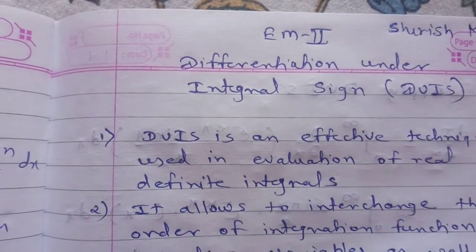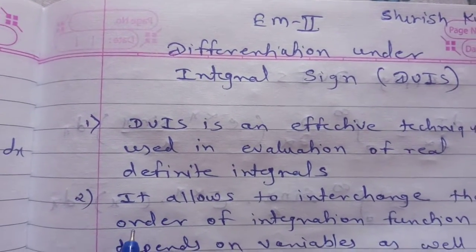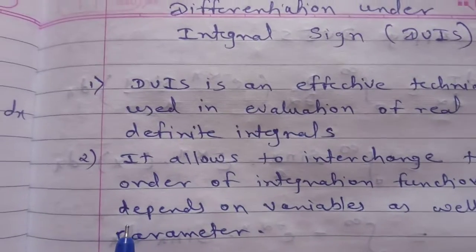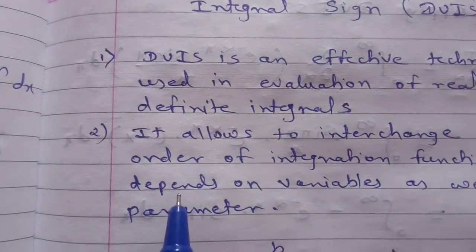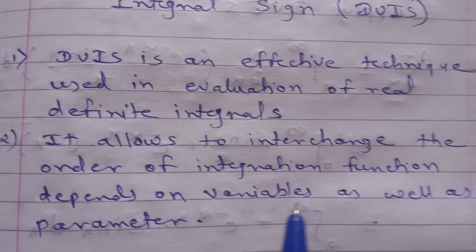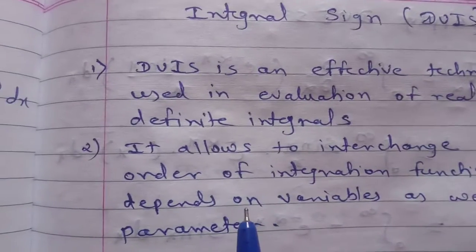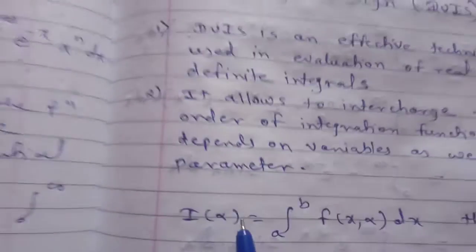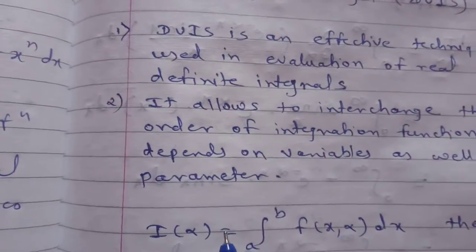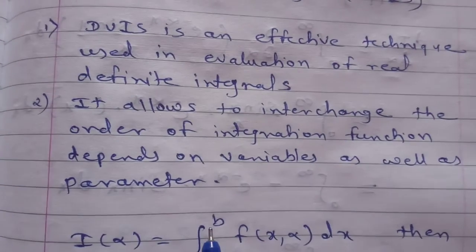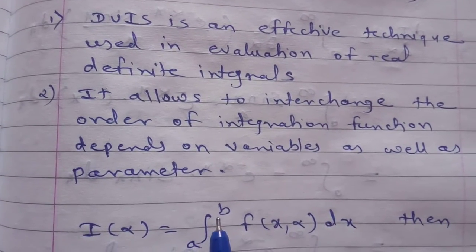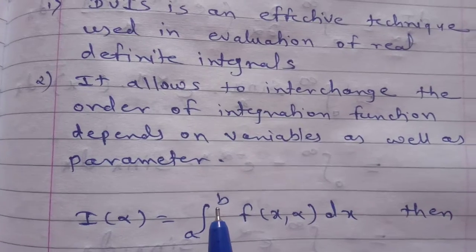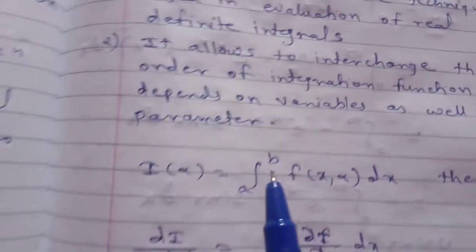Today we start differentiation under integral sign. What is the application of DUIS? DUIS is an effective technique used in evaluation of real definite integral. It allows us to interchange the order of integration when the function depends on variables as well as a parameter.